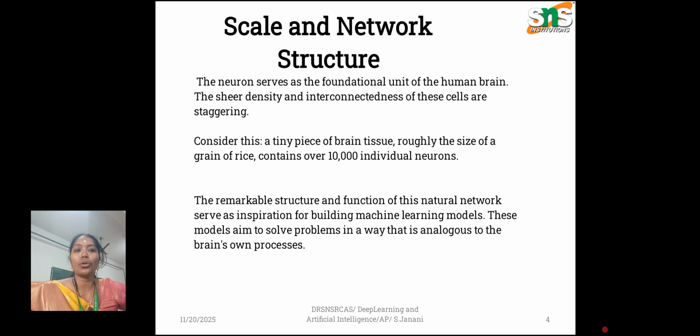So the scale and structure of neurons, the fundamental units of the human brain, shows the sheer density and interconnectedness of the cells, which is staggering. This tiny piece of brain tissue, roughly the size of a grain of rice, contains about 10,000 individual neurons. The rice size is very small, but it contains around 10,000 individual neurons. The remarkable structure and function of this natural network inspires building machine learning models that aim to solve problems in a way analogous to the brain's own process.